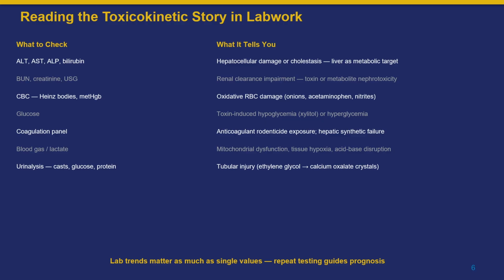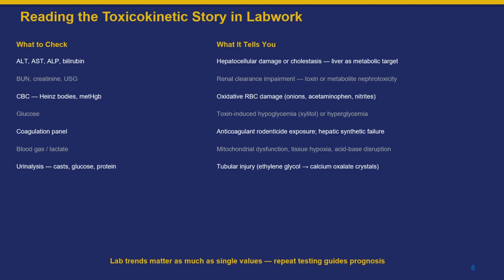Now let's connect toxicokinetics to the laboratory. Understanding ADME tells you which tissues are at risk, and those are the tissues whose biomarkers you should be monitoring. Liver. The liver is the primary metabolic organ, so it's frequently a target of toxin injury or metabolite-mediated damage. ALT is the most specific marker of hepatocellular injury in dogs and cats. AST rises with hepatic and muscle damage. ALP reflects cholestasis. Bilirubin rises with hepatocellular failure or massive hemolysis.